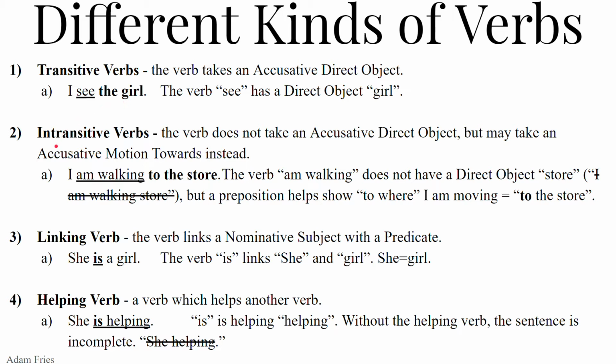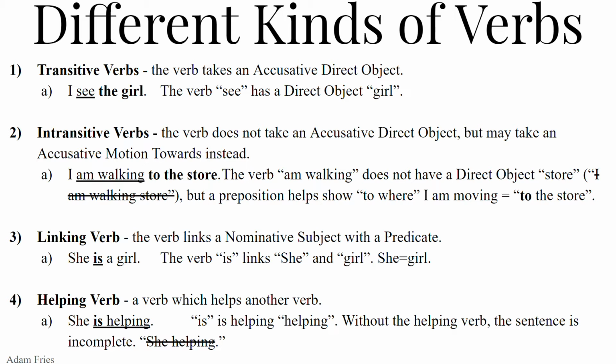Now the opposite of that is an intransitive verb, in meaning un. So transitive crosses over, trans, to a direct object in the accusative in Latin. An intransitive verb does not take a direct object in the accusative. Instead, it'll take motion towards. It'll take something other than just the noun as the direct object.